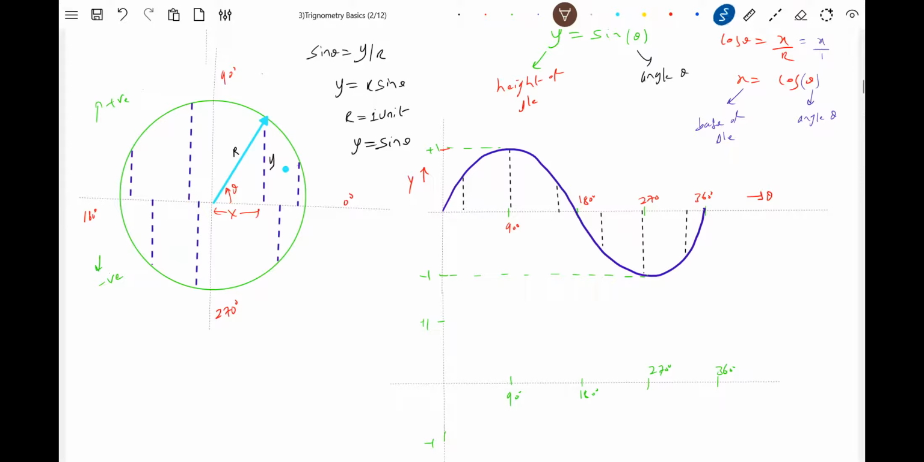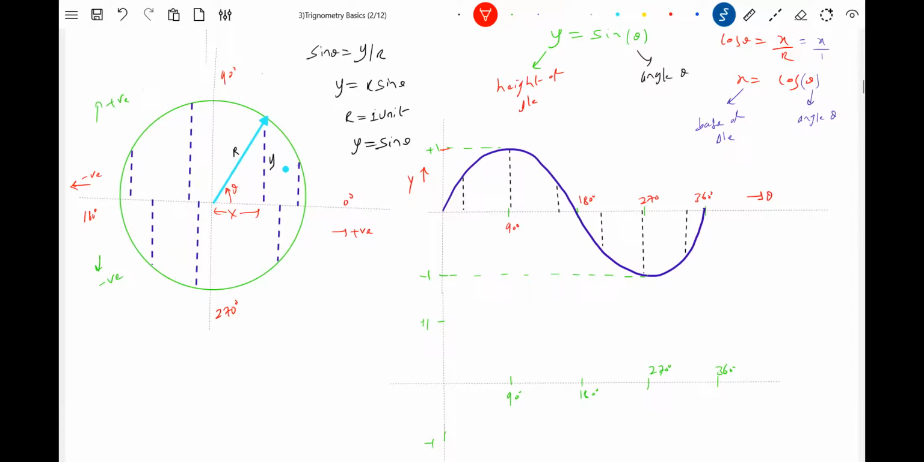Take it in this way. In this direction, any measurement you do along the positive x-axis should be positive. Any measurement you do along the negative x-axis should be negative. So x measured along this direction should be positive. X measured along this direction should be negative. Now instead of height, I'm asking you to look at the base. So I'll bring another dotted line.